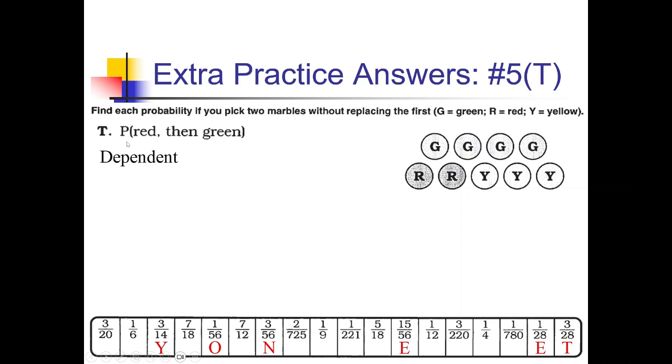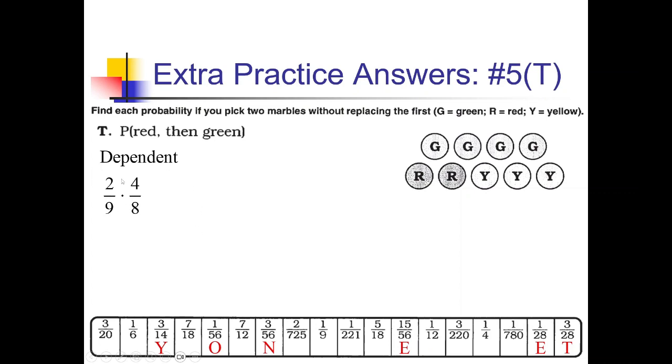So we've got 5T, we want red, then green for this problem. So for the reds, again, there's 2 of those out of a total of 9 initially, so 2/9. Then greens, we've still got 4 of those out of 8 remaining marbles, so 4 over 8.